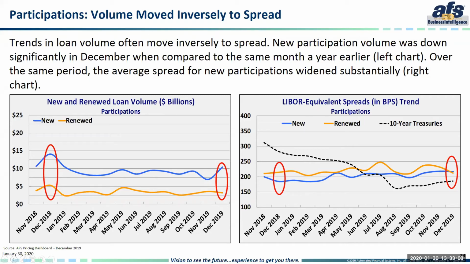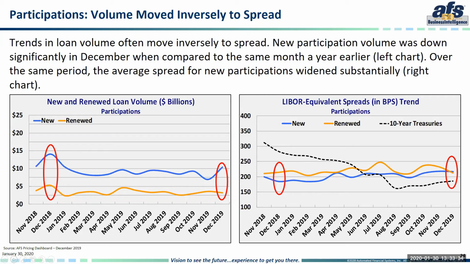Looking at the chart on the right, an indirect relationship is seen for new participation spreads when compared to December 2018. With loan volumes down, the weighted average LIBOR equivalent spread for new participations of 217 basis points is up year over year, while the average spread for renewals fell 2 basis points to 212 basis points.